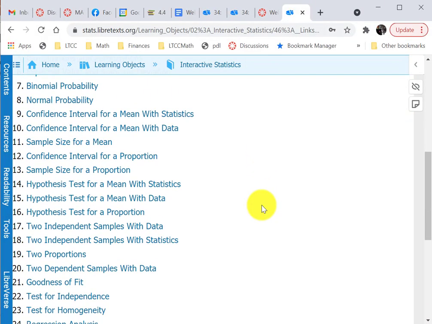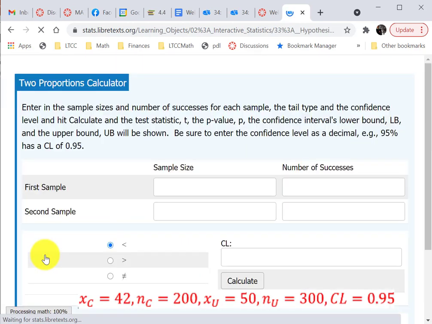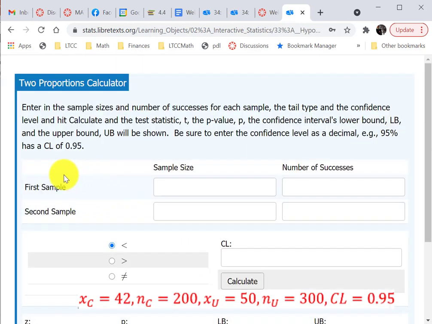I'm going to scroll a bit, and I want two proportions. So right here, number 19, it says two proportions. I click on that, and it asks for the sample size for the first sample. That was 200. It asked for the number of successes for the first sample. That was 42. It asked for the sample size for the second sample. That was 300. And it asked for the number of successes for the second sample. That was 50.